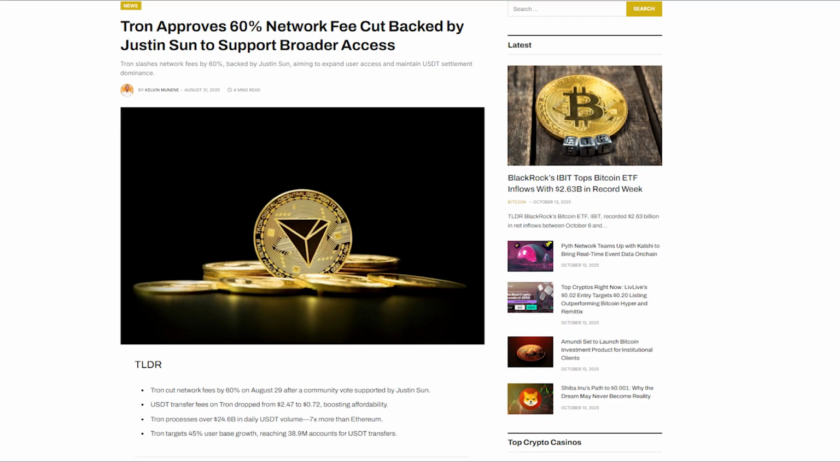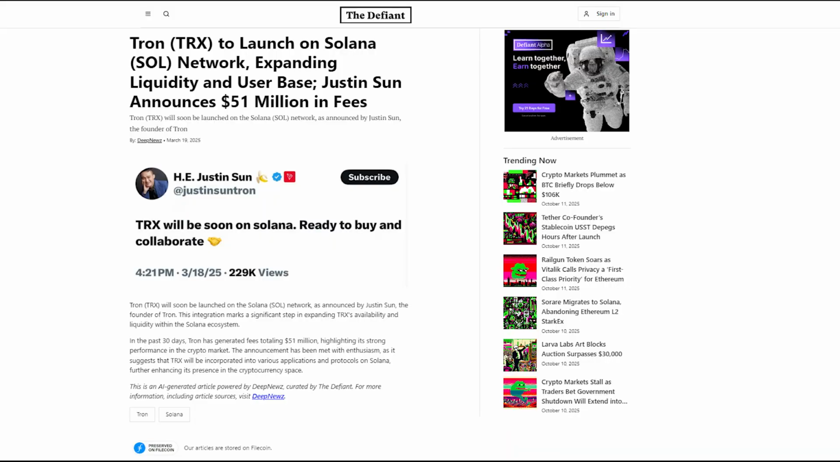And then 60% network fee for Tron has been cut, right? So Tron slashed the network fees by 60%, including USDT transfer fees, right? With support from Justin Sun. Lower fees made the network more usable and attractive to smaller traders and micro transactions. Next up, we got Tron is planned to be launched on the Solana network, right? To expand liquidity to reach new users, of course. This kind of cross-chain move can bring more trading volume and exposure to a coin like Tron. So that's also good news.